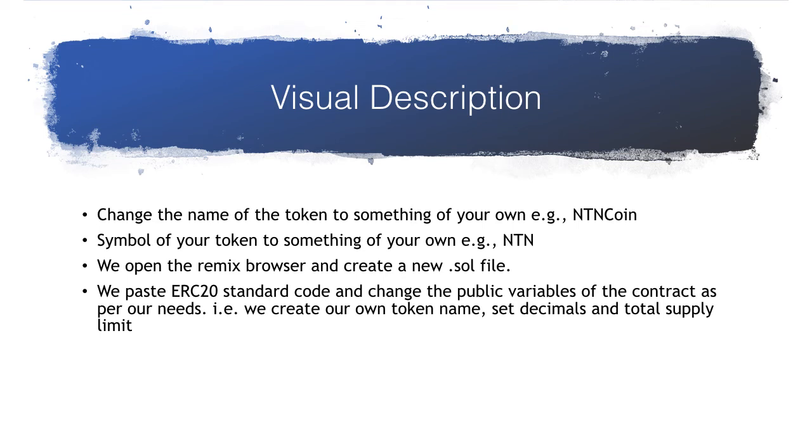These are small things you should do. Change the name of the token to something of your own, instead of NTN coin. Then change the symbol of your token to something of your own. For example, here it's set to NTN. You can set it to your name or something of your network. Then we open the Remix browser and create a new Solidity file. We paste the ERC20 standard code and change the public variables of the contract as per our needs. We create our own token name, set the decimals, total supply limit, etc. For this exercise, just change the name and the symbol. That's sufficient.